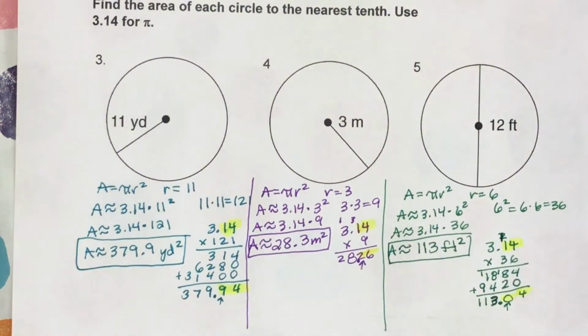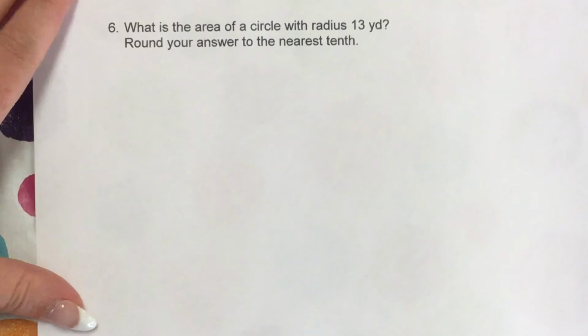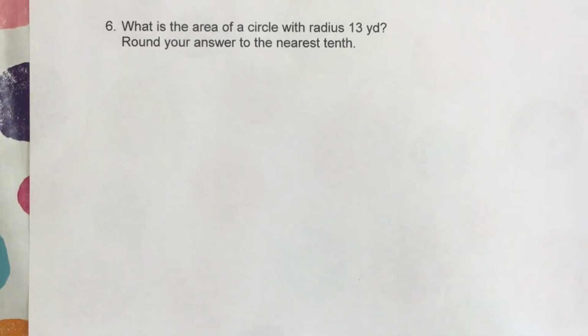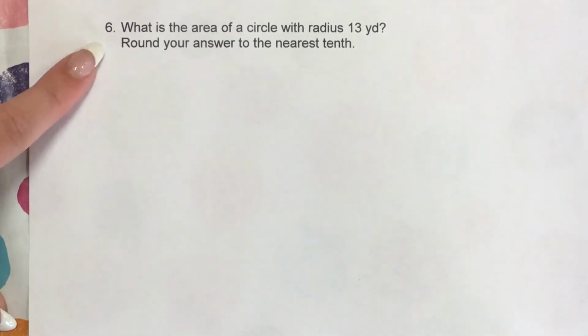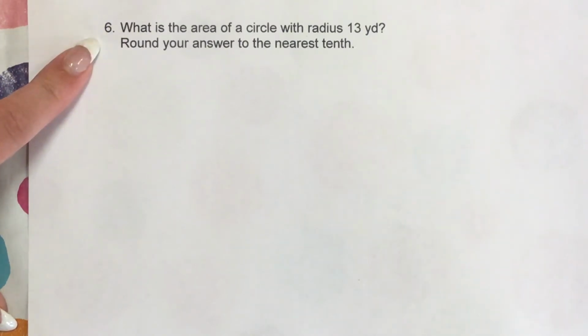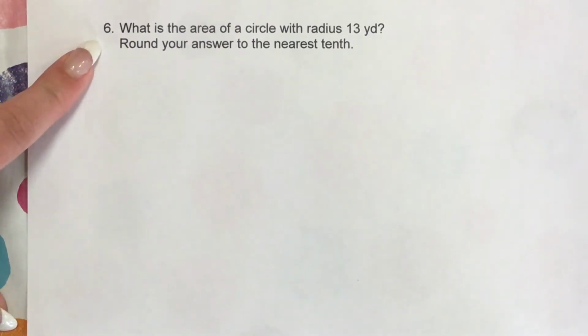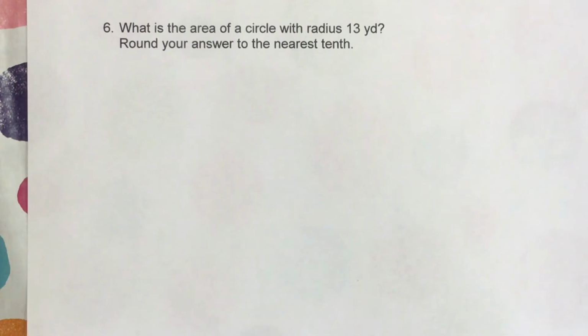So if you got that one right, awesome job. Let's go ahead and look at problem number 6. It says, what is the area of the circle with a radius 13 yards? Round your answer to the nearest tenth. So I want you to try to do this one on your own. Whenever you have a story problem like this, the best thing to do is to draw a picture first. So that's what I'm going to suggest. And go ahead and use the other problems as a guide. Make sure you show all your work, write the formulas, define your variables, all that type of stuff. All right, we'll see you in a bit.